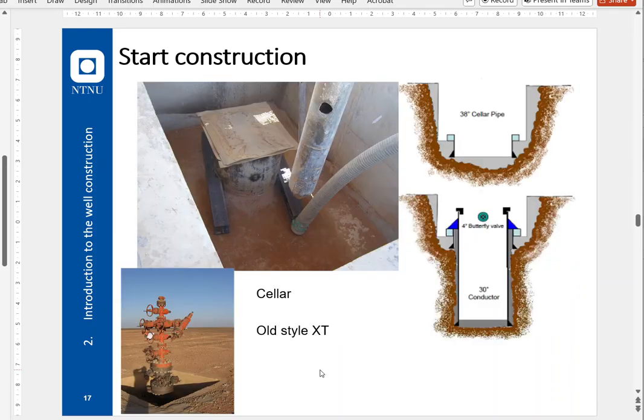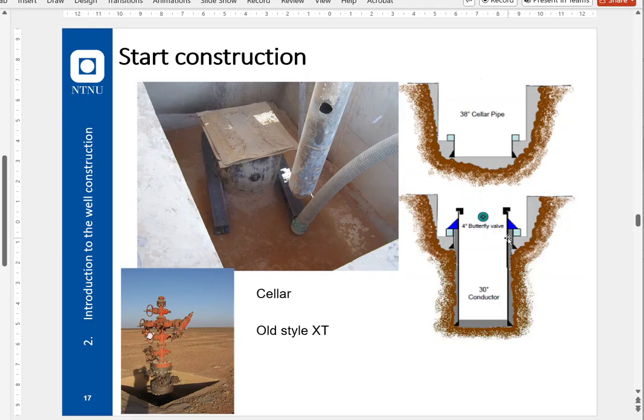Now, this is what it looks like. This would be the cellar pipe, and there are some beams here to support weight, and later on it will be chopped. Like you see here, this would be, in light blue, the beams, and the conductor is set and welded together with this later on.